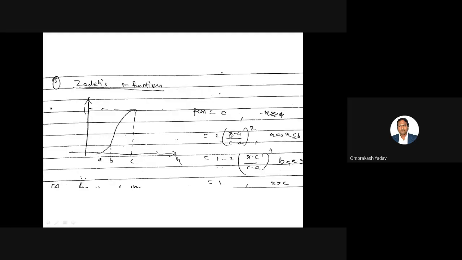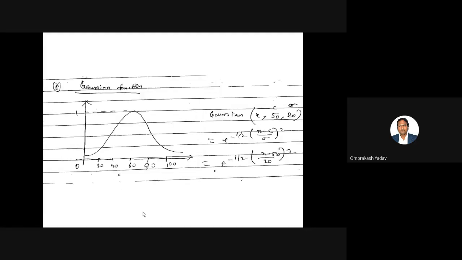The first one is 2 into (x minus a upon c minus a) square. Second is 1 minus 2 into (x minus c upon c minus a) square. So if we plot the values on this, we will get an S shape kind of curve. Greater than c, 1. Whether this is completed? Yes, sir. Okay.